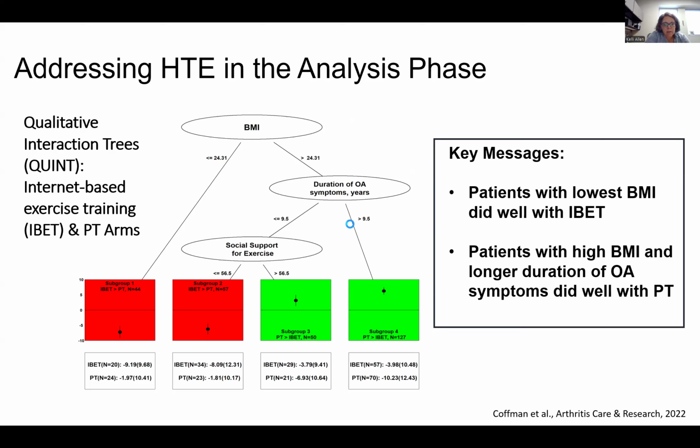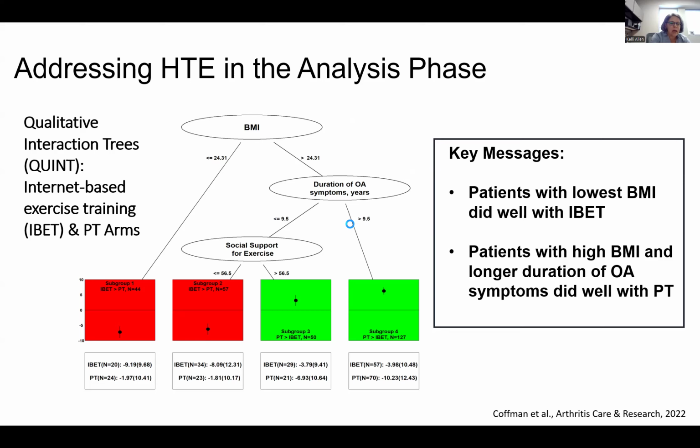So here we're splitting patients based on characteristics that maximize the treatment response based on the subgroup they're in. So the first split was for body mass index, or BMI. And one particularly interesting finding is that for people with the lowest body mass index, so less than 24.3, that is the group that's on the far left red box, they did better with internet-based exercise. And you can see at the very bottom of the slide, those are mean WOMAC scores.